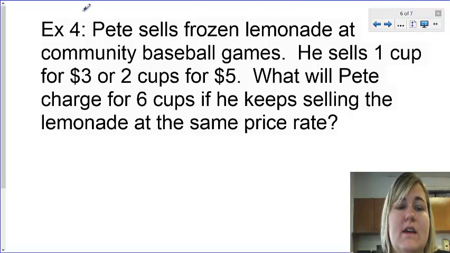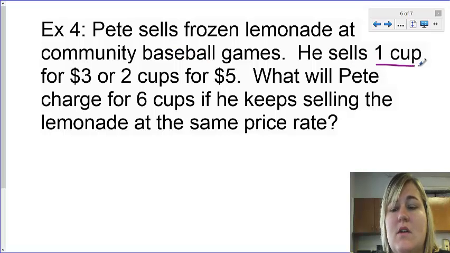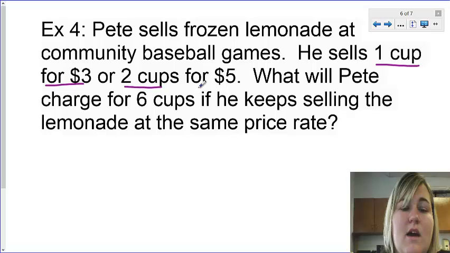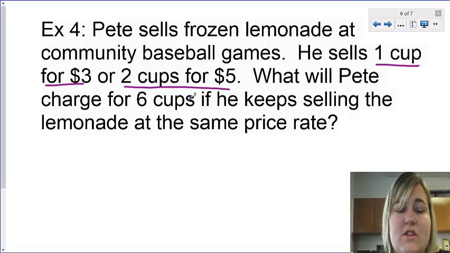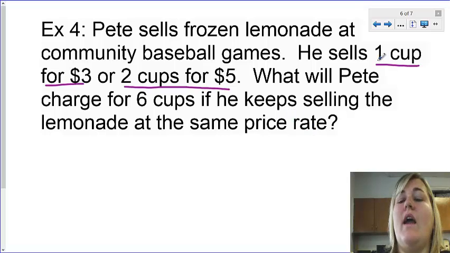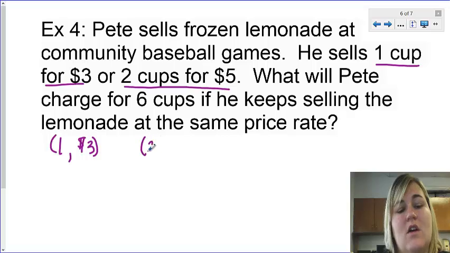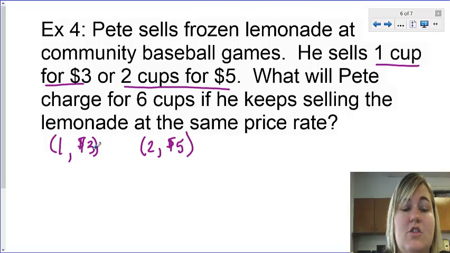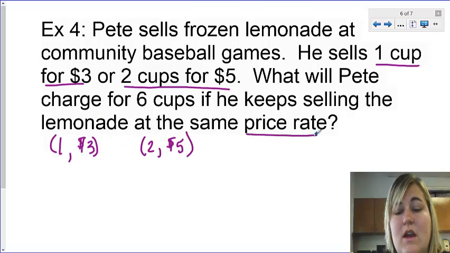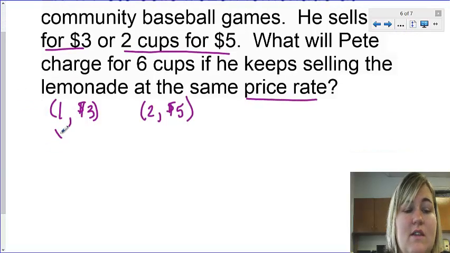And last one here. It says Pete sells frozen lemonade at community baseball games. He sells 1 cup for $3 or 2 cups for $5. What will Pete charge for 6 cups if he keeps selling the lemonade at the same price rate? Okay, so I have that he sells 1 cup for $3, which I'm going to write as a point, and that he sells 2 cups for $5. This is going to be my 2 coordinates. It says same price rate. That rate is the same thing as slope. So I'm going to find the slope with these 2 things.